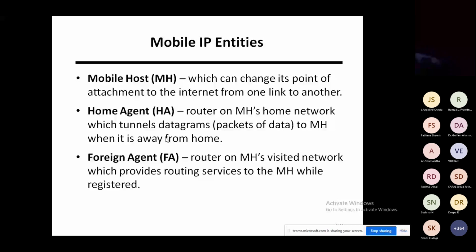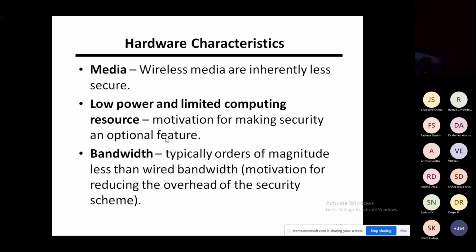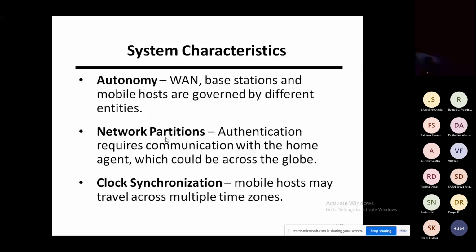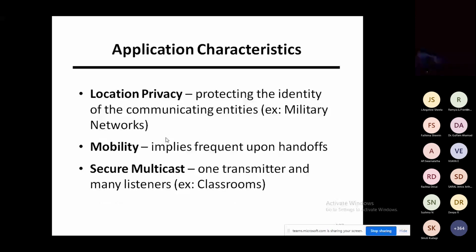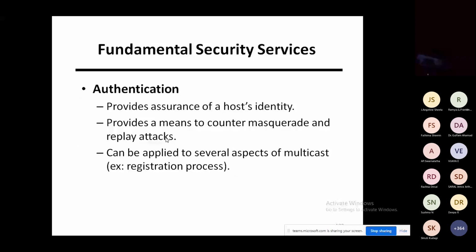hardware characteristics such as media, low power, and limited computing resources and bandwidth. System characteristics are autonomy, network partitions and clock synchronization. Application characteristics are location privacy, mobility, and secure multicast. And the fundamental security services, like authentication, provide assurance of host identity and a means to counter masquerade and replay attacks, and can be applied to several aspects of multicast.